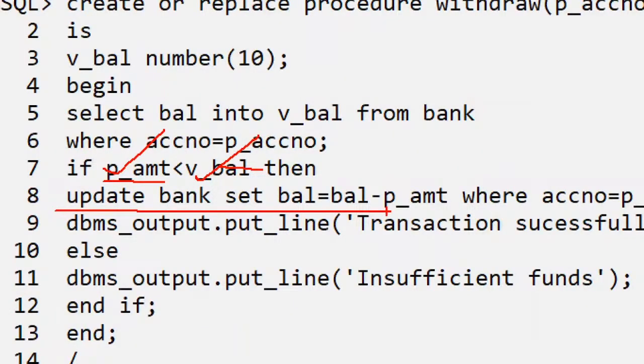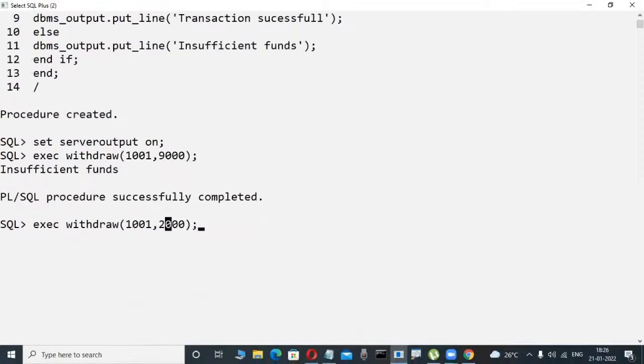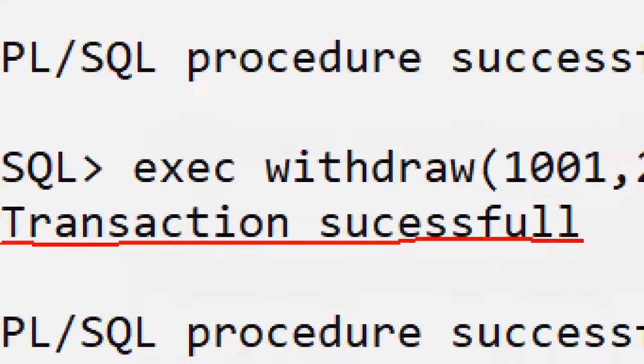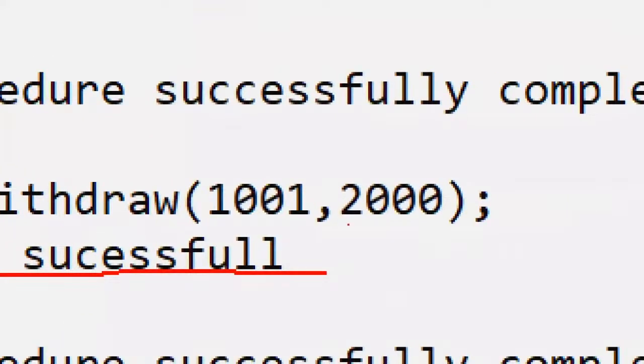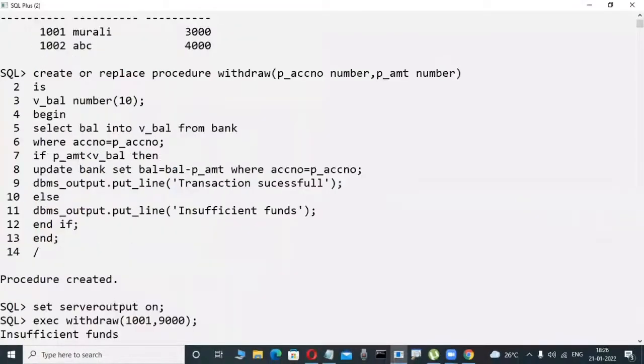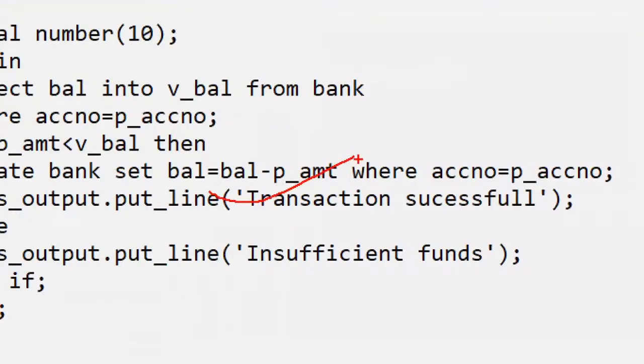Bank updating is modified. Just the transaction is successful. Now, whenever I'm executing, I want this one automatically: yes, transaction successful, it will display. Maybe you try to withdraw about 2,000 rupees from the 3,000 rupees. Is that possible or not? Transaction is successful. How is it possible? Here I'm writing coding only.